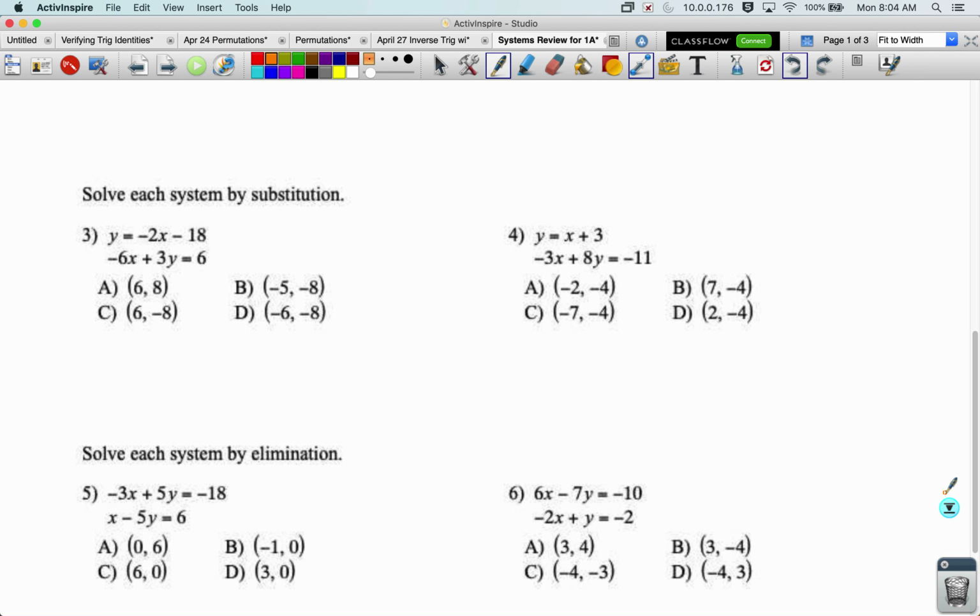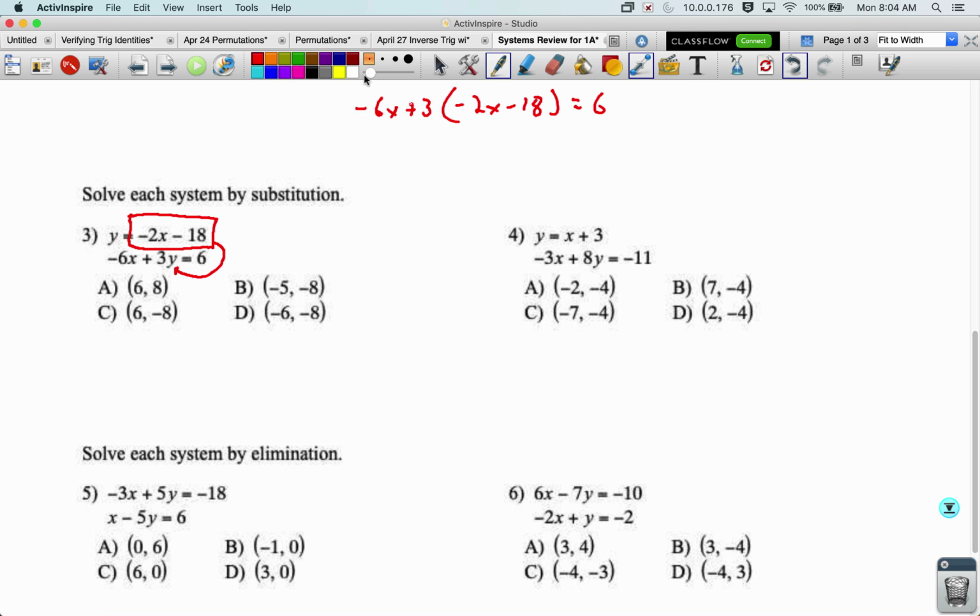All right, number 3, solve by substitution. So first off, what makes this system a good one to do with substitution? It's the fact that this y is already isolated. So because the y is already isolated, I can just put a box around the other side, -2x minus 18. Where's this going to go? It's going to replace the y in the other equation. So this other equation now becomes -6x plus 3 times (-2x minus 18) equals 6. It's a very long equation, but it only has x's, therefore it can be solved.